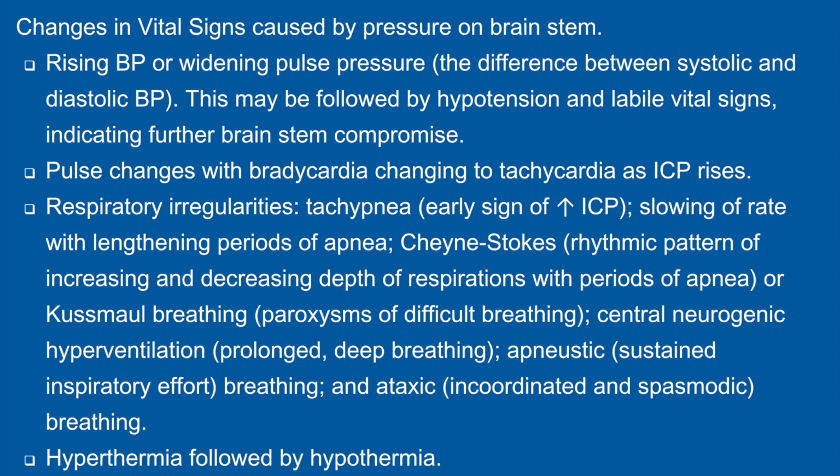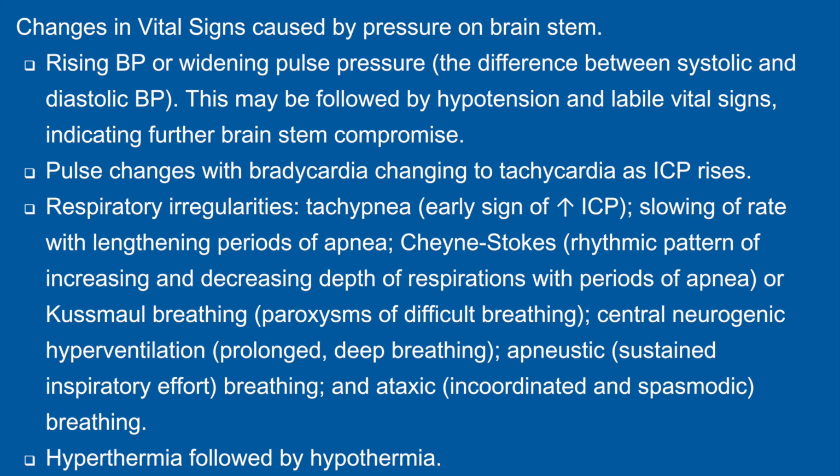Next, we have to assess for the changes in vital signs caused by pressure on brainstem. Rising BP or widening pulse pressure. Widening pulse pressure is the difference between systolic and diastolic BP. This may be followed by hypotension and labile vital signs indicating brainstem compromise. Pulse changes with bradycardia changing to tachycardia as ICP increases.